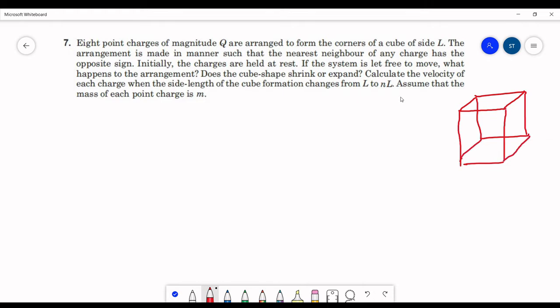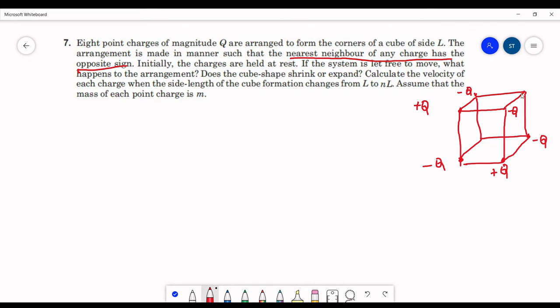So the main point given is that the nearest neighbor of any charge has to be of opposite sign. So I will assume here there is a positive charge plus q. The nearest neighbors should be of opposite charge. So here it is minus q, one more neighbor charge minus q, one more neighbor charge minus q. Now here, minus q, the neighbor charge here should be plus q. Here again the neighbor will be minus q.